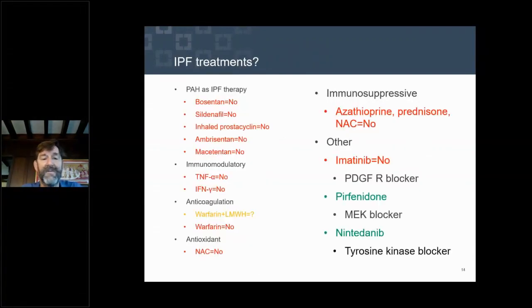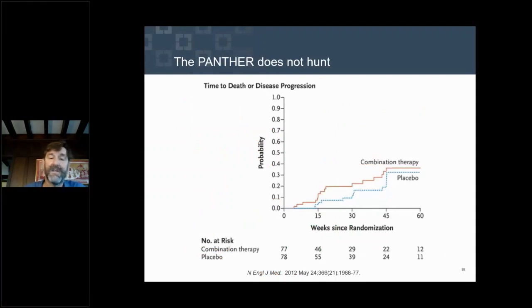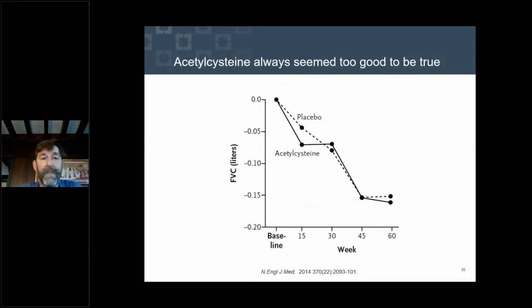IPF treatments, you can see we've tried a lot in the past. The only ones that work are pirfenidone and nintedanib. This is just to show you the old PANTHER trial, which was prednisone and azathioprine with N-acetylcysteine added or taken away. And you can see the prednisone and azathioprine actually made people worse. They had a higher probability of death or disease progression. When we looked at acetylcysteine by itself, it had no benefit at all. So acetylcysteine and prednisone azathioprine have no role in IPF.